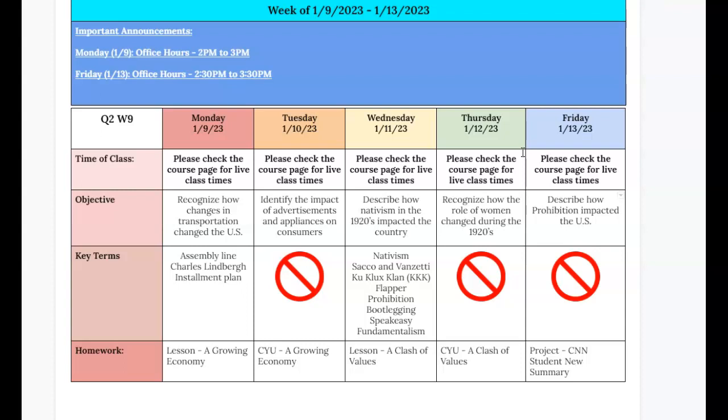Thursday in live class, we will recognize how the role of women changed during the 1920s with the CYU A Clash of Values. And then Friday, we will describe how prohibition impacted the U.S. with the project CNN Student News Summary.